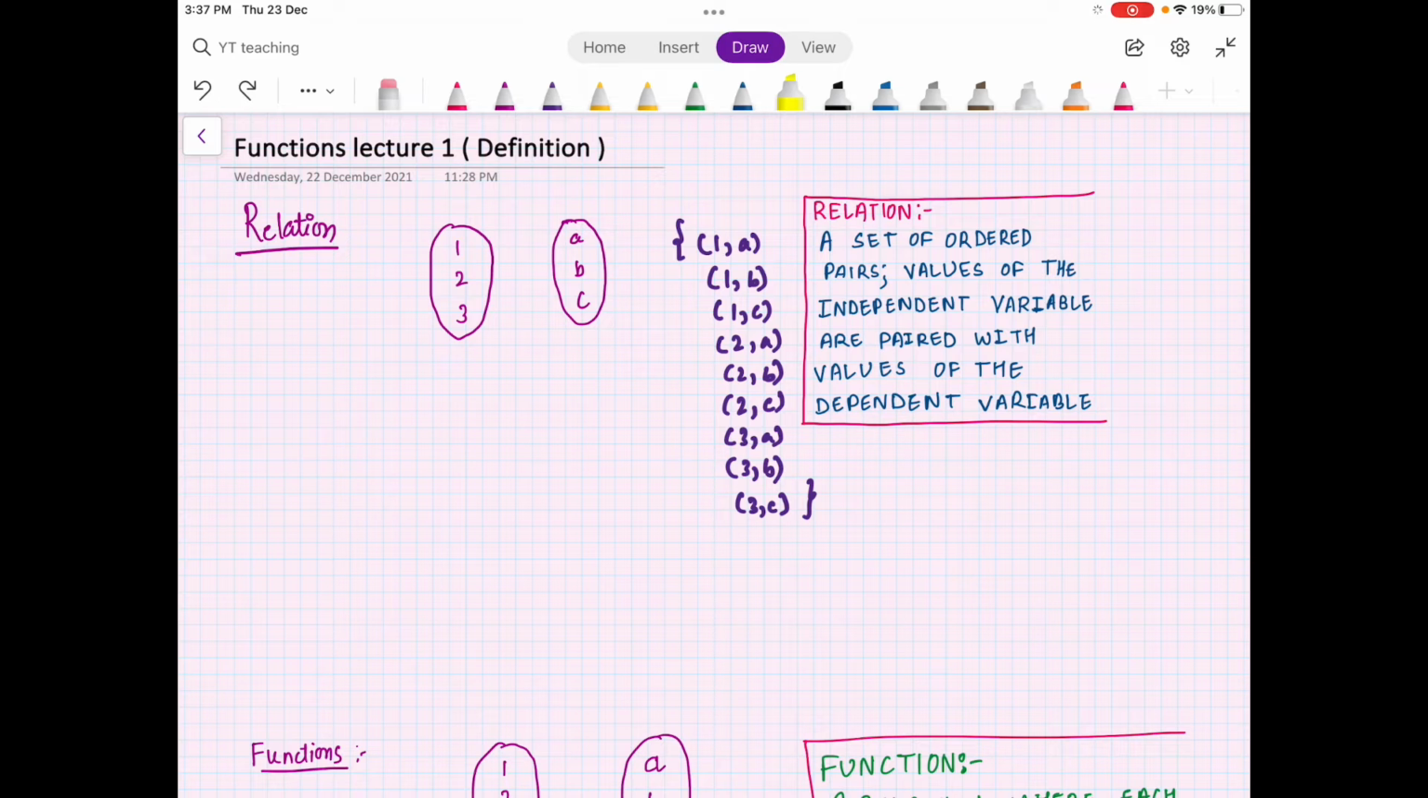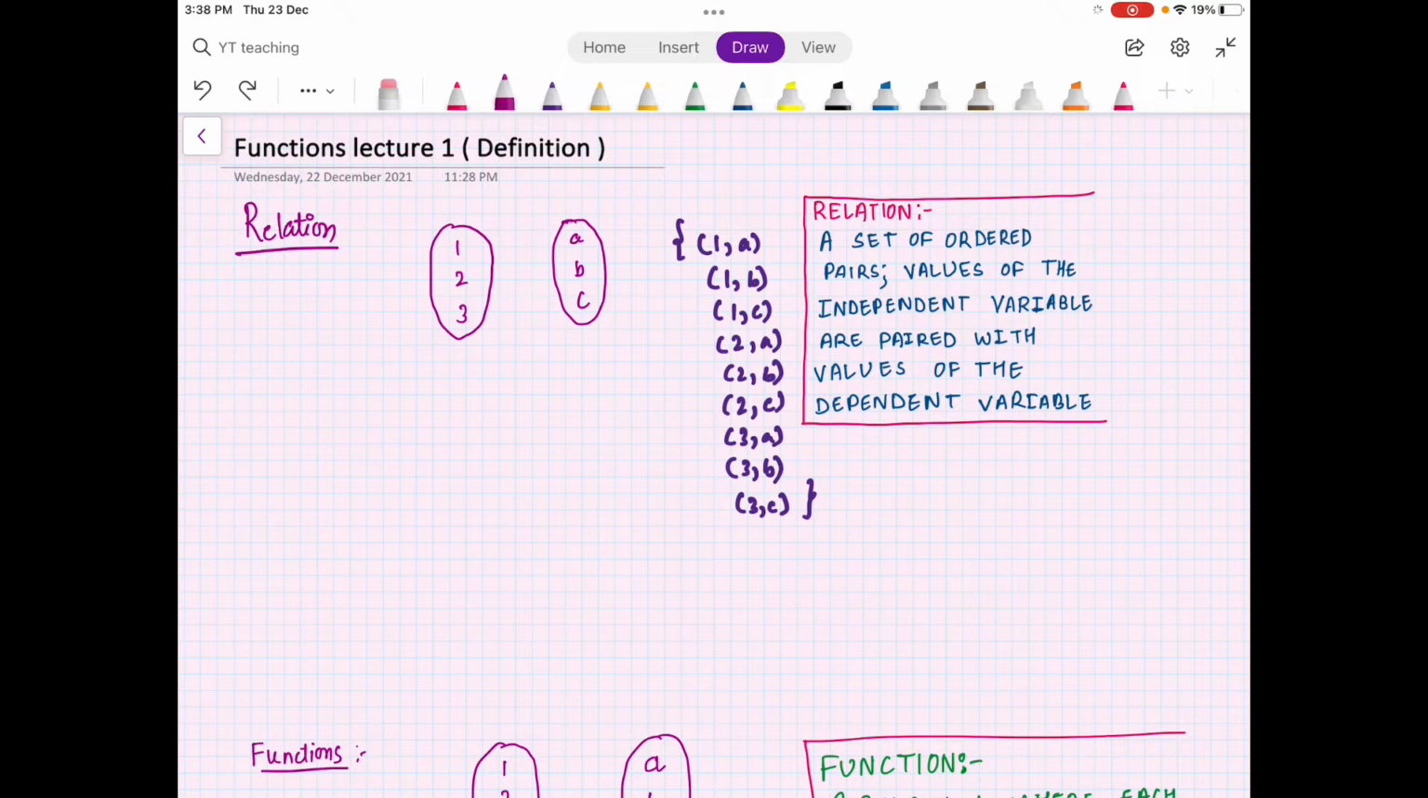Hello students, in this video we are going to start with this topic of functions, which is for grade 11. The course name is MCR3U, and the chapter name is functions. In this video we will be looking at what a function is.